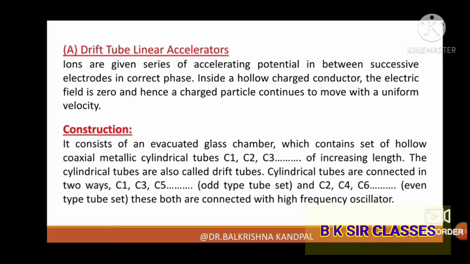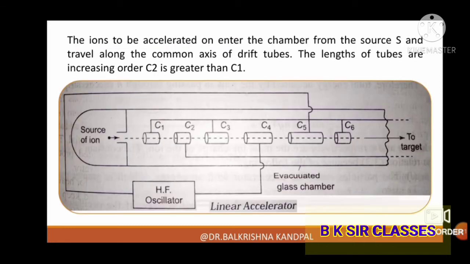The cylindrical tubes are connected in two sets: C1, C3, C5, the odd set of tubes, and C2, C4, C6, the even set of tubes. Both are connected to a high frequency oscillator. As the figure shows, the ions to be accelerated enter the chamber from the source and travel along the common axis of the drift tubes. The lengths of the tubes are in increasing order; C2 is greater than C1.